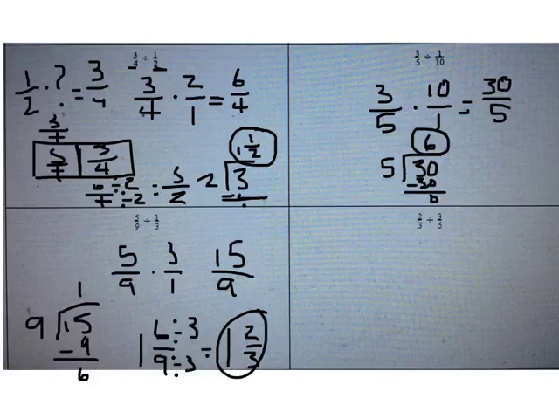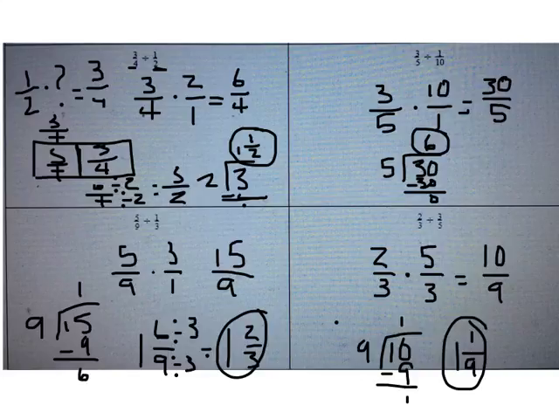Now you try one completely on your own. What's 2/3 divided by 3/5? The correct answer is 1 1/9. 3/5 is the divisor, so I need to multiply by its reciprocal. That's 5/3. 2/3 times 5/3 is 10/9, which is the same as 1 1/9.